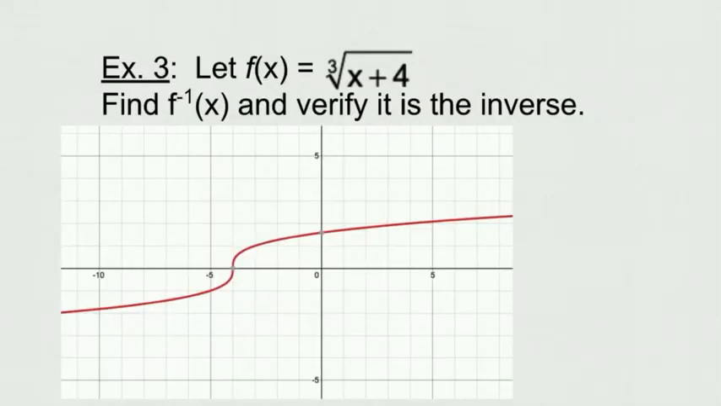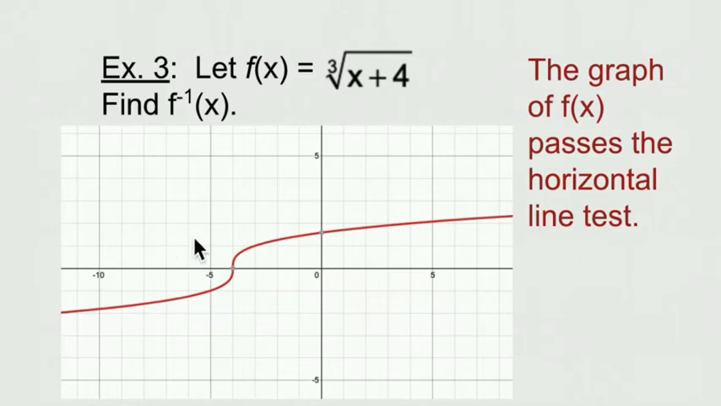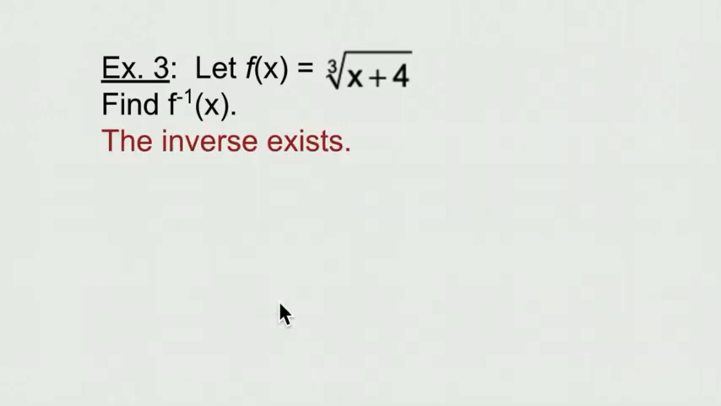Okay, for example 3, we're going to let f of x equal the cube root of x plus 4. We're going to find the inverse function and verify that it is the inverse. So go ahead and write this function down, and you can sketch a graph of the function. It goes through the point negative 4, 0, because when x is negative 4, the cube root of 0 will be 0. So that's the 0 of the function. So this graph passes the horizontal line test, so it is a one-to-one function. That means that the inverse does exist. So I will go ahead and go through the process of finding the inverse function.